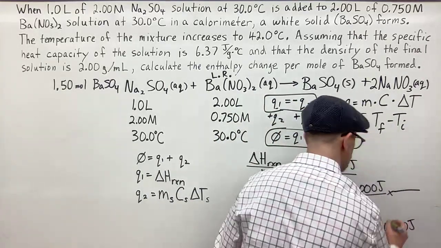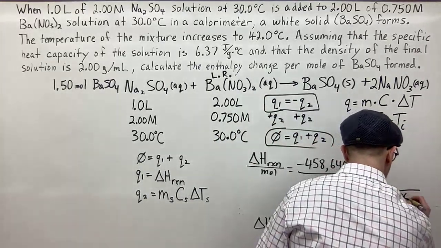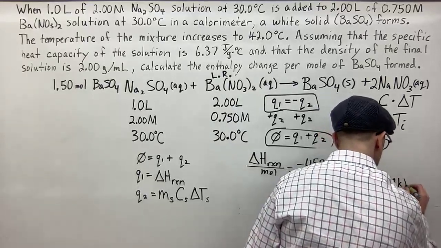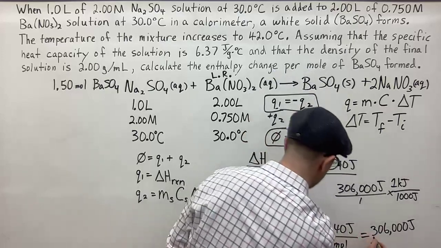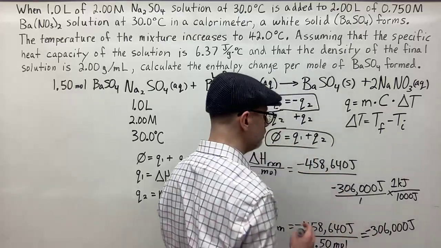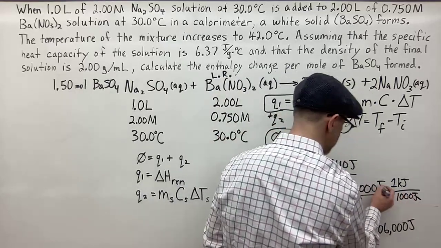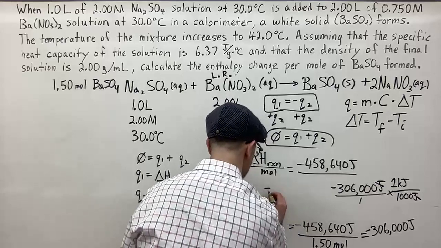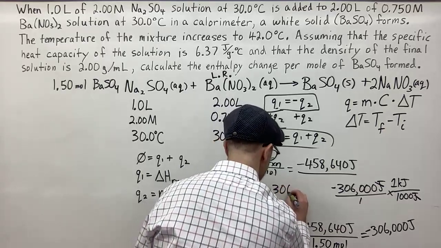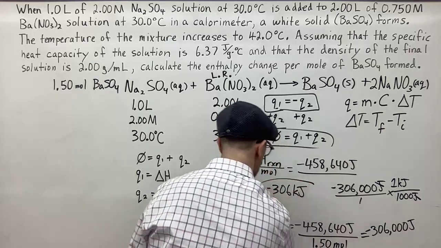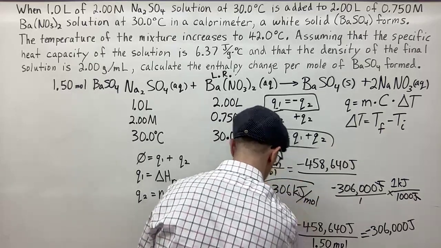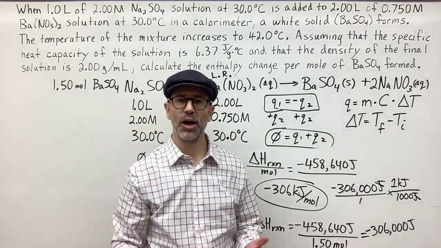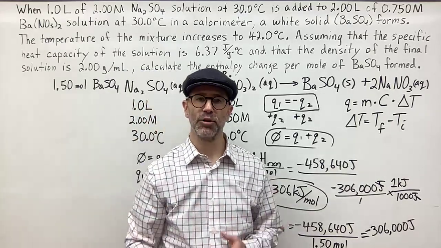So we set up our conversion. 1,000 joules on the bottom, 1 kilojoule on top. Oh, and this is negative, by the way. Forgot the negative. So then joules cancels out. We're going to divide by 1,000, and that means that finally our answer is negative 306 kilojoules of energy. Let's put per mole. Kilojoules per mole. And that, ladies and gentlemen, is how you do this sort of calorimetry problem.